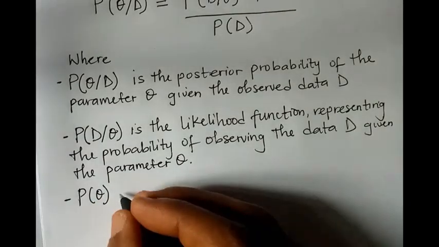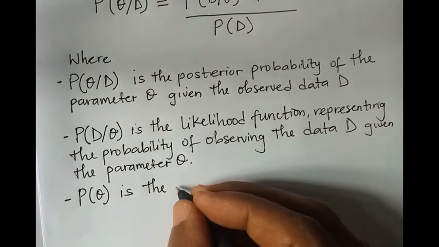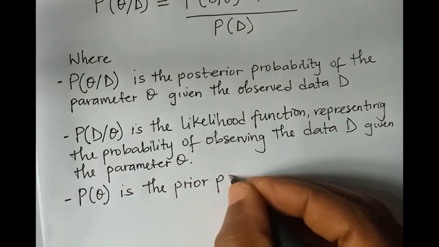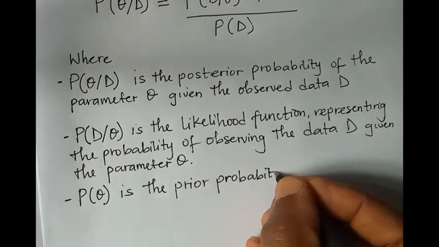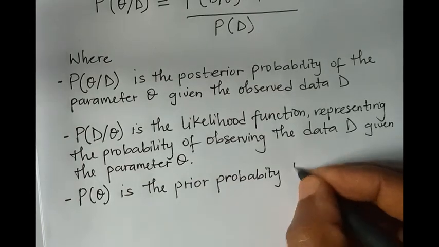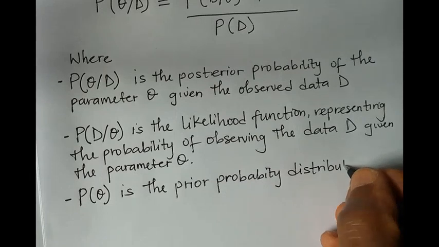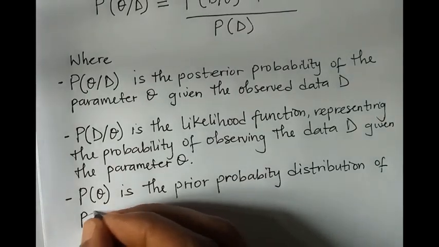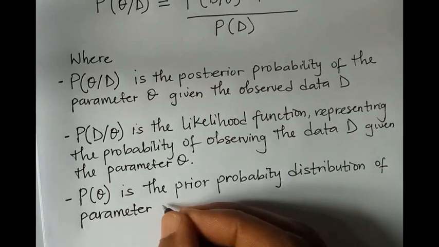The probability of theta is the prior, we call it prior probability. Call it prior probability distribution of parameter theta.